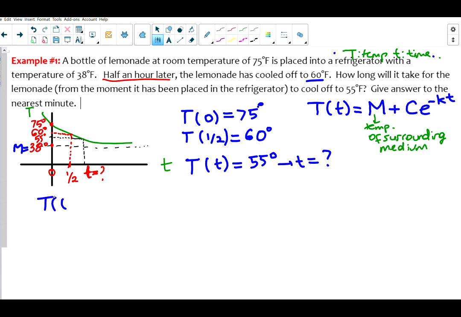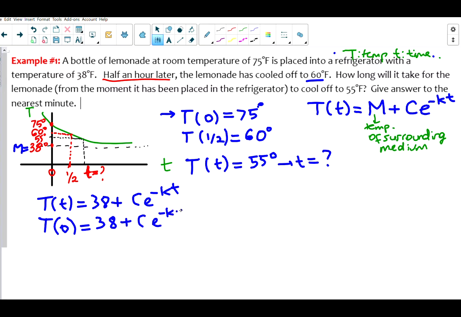So here's our equation. Temperature at any given time, T equals 38, I'm plugging 38 for M, plus C times e to the negative KT. And let's start using what's given to us, starting right here. At time equals 0, temperature was 75. So go ahead and plug in 0 everywhere you see little t, and then set the whole thing equal to 75. So 38 plus C times e to the negative K times 0, and set the whole thing equal to 75.